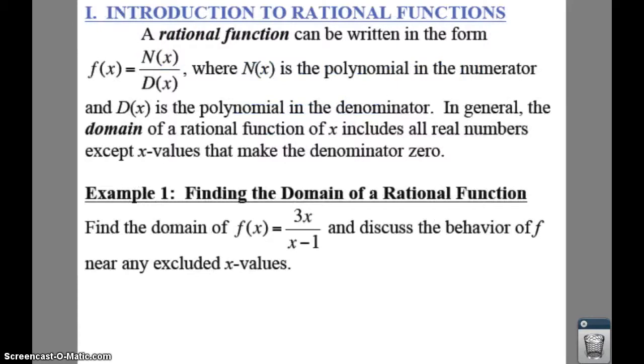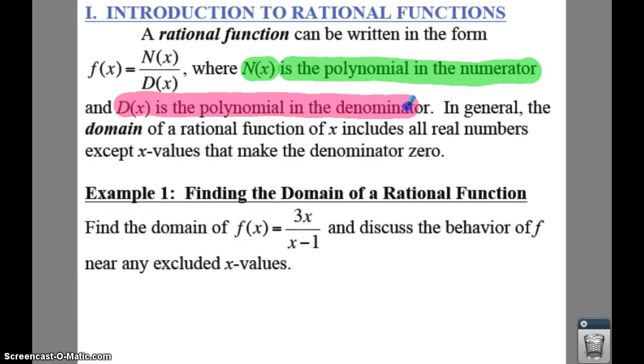First off, what is a rational function? A rational function can be written in the form f of x is equal to n of x divided by d of x, where n of x is your polynomial in the numerator. Hey, that makes sense. I actually used some letters that made sense. N of x is the polynomial in the numerator, and d of x is your polynomial in the denominator.